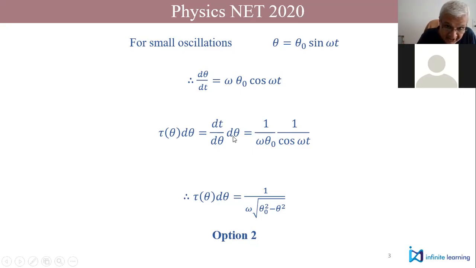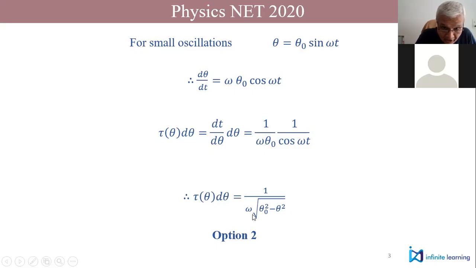It is dt by d theta into d theta. And that's 1 upon omega theta 0 cos omega t. Well, from d theta by dt, you are writing dt by d theta, so 1 upon that. And of course, there is a typographic error here. I forgot to write d theta on the right hand side, but basically it means your tau theta would have this d theta in the second last step.